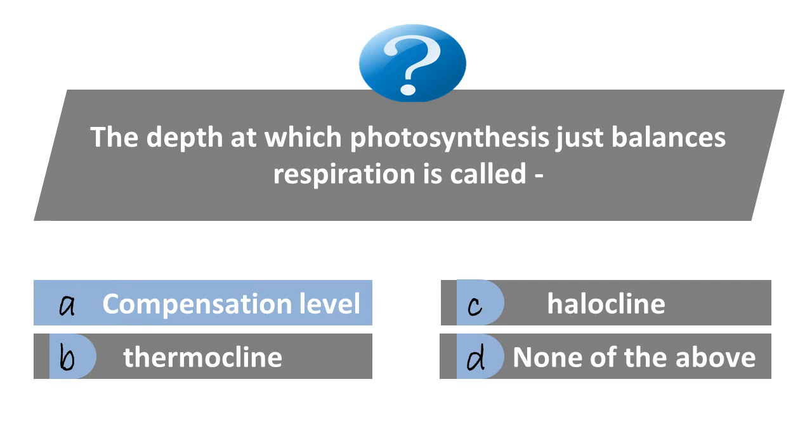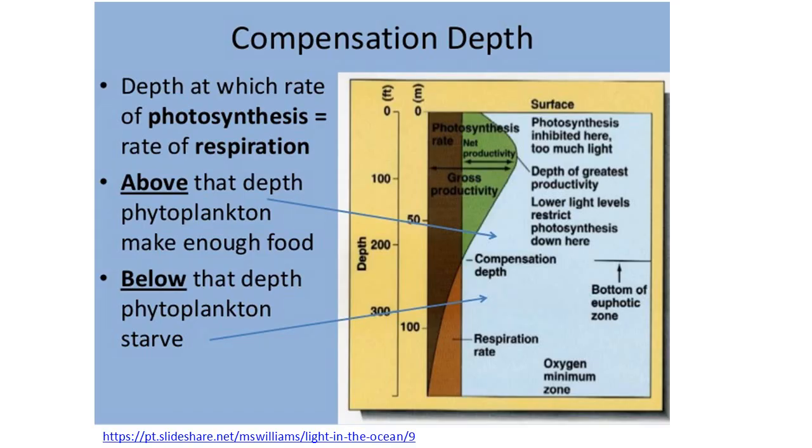Answer is letter A. Compensation level. So, compensation depth is the depth at which rate of photosynthesis equals the rate of respiration. So, here you can see in the illustration, imagine ito yung dagat. So, above that, you have the depth where phytoplankton make enough food. Why? Because sunlight can still penetrate that area. But below that depth, phytoplankton starve.